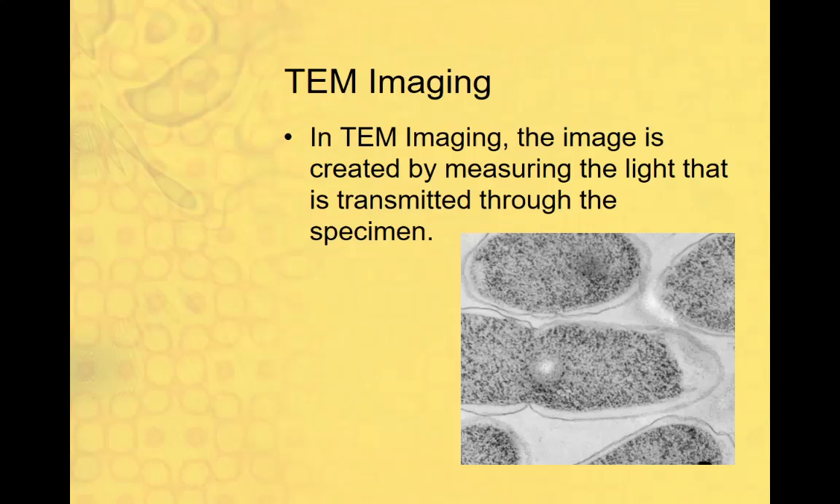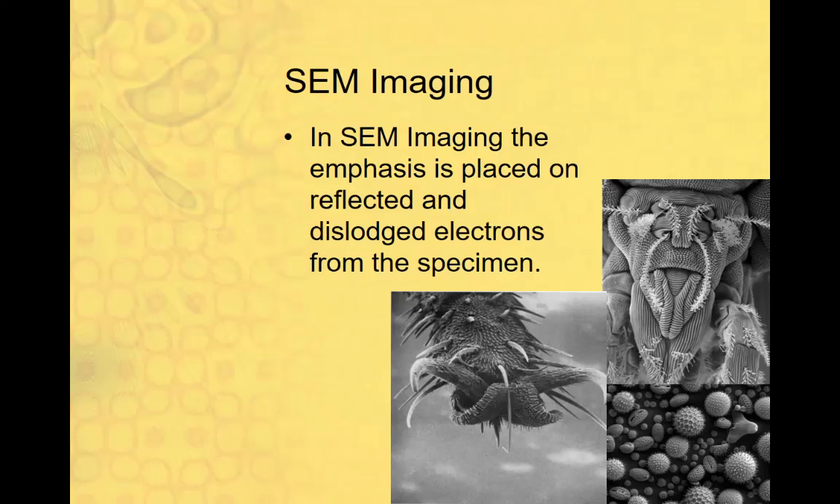In TEM imaging, the image is created by measuring the light that is transmitted through the specimen. So if you have a dark spot, it's because it hit something, so it didn't go through to the actual other side of the microscope. And so you end up with pictures like this, but that can tell you a lot about the internal structure, and we're able to zoom in and see a lot more than we previously could. This was expanded to produce even more powerful images when we switched over to the SEM microscope.